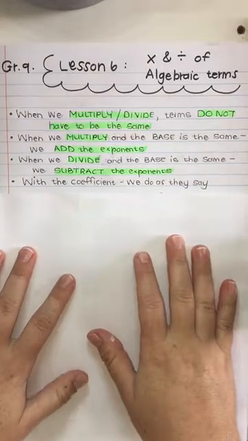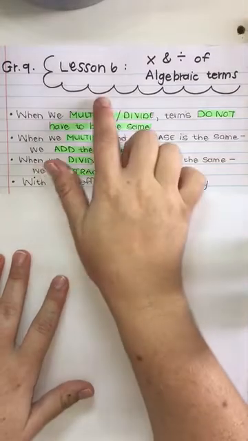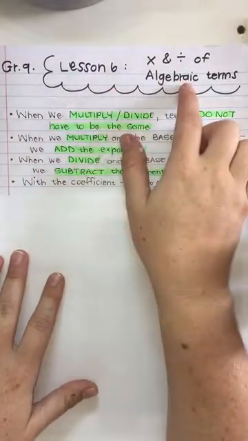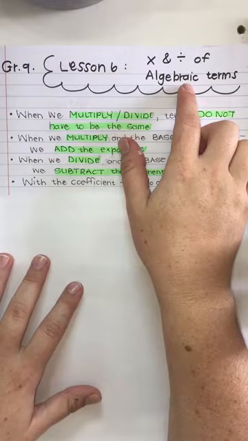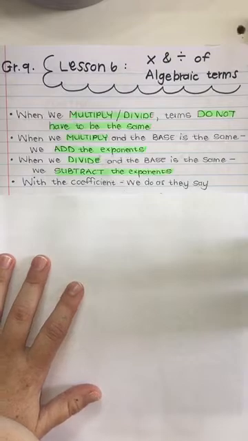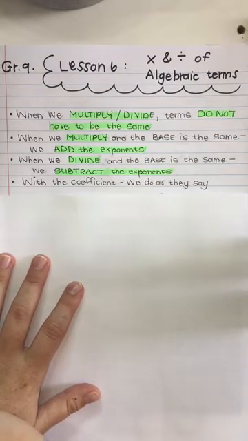Okay, let's go on with lesson 6. Lesson 6 is also about algebraic terms, but now we're going to multiply and divide the terms. In yesterday's lesson, we did addition and subtraction of algebraic terms.